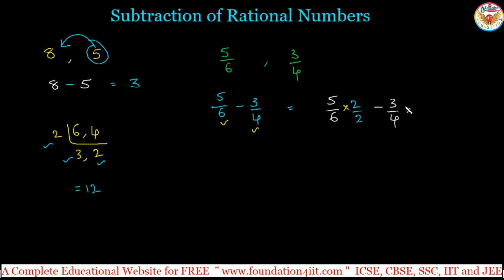Same as how we did the concept in addition. Here it is 3 by 3 because 4 3s are 12. Now 5 2s are 10 by 12 minus 3 3s are 9 by 12. When denominators are the same, you can directly subtract the numerators. 10 minus 9, that is 1 divided by 12. Okay, so this is one way.